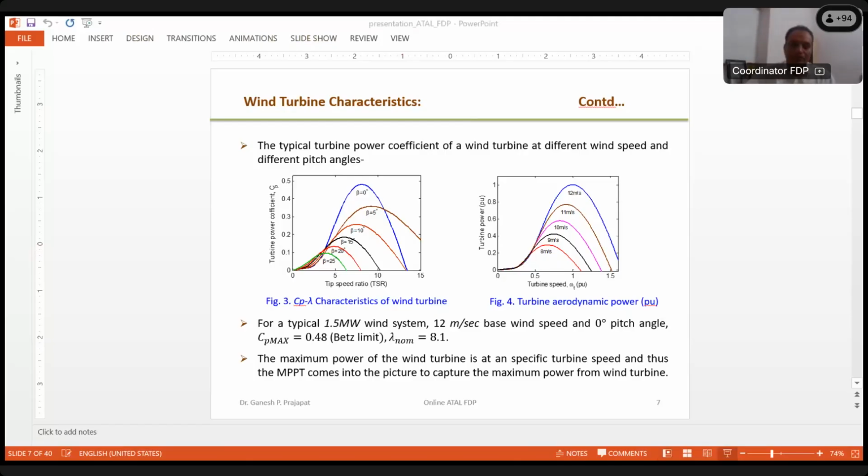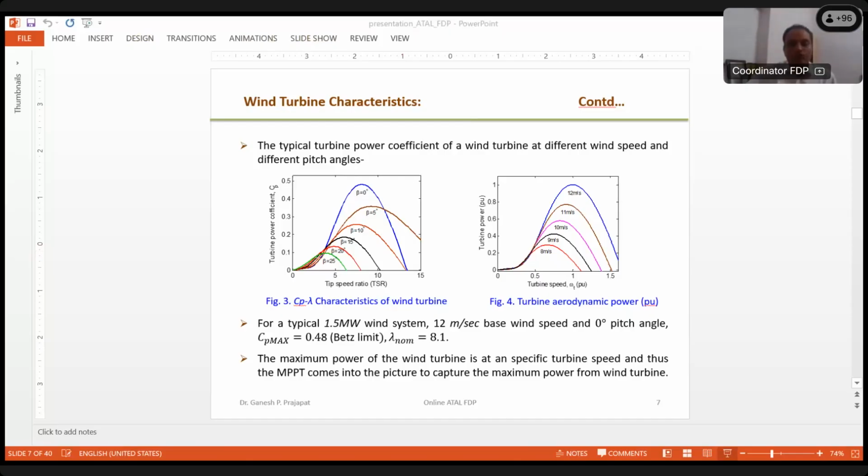Yeah. So at beta equals 0 degree, you can see that where I have put my pointer, this corresponds to this value of Cp. Here will be the optimal turbine speed. Similarly, if beta is 5 degree, then there is a different optimal turbine speed. Similarly, if beta is 10 degree, then again there is a different value of the turbine speed. So what we need to do is control the turbine speed, that is on the x-axis, so that we can have the maximum turbine coefficient.